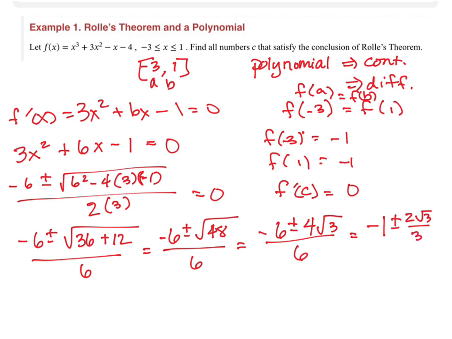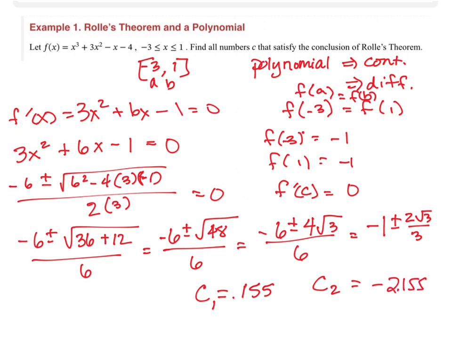Okay, I'm about done. This is all I can do by hand. If you put them in your calculator, you get -1 plus 2 square roots of 3 over 3, which is what? Anybody did the plus option? C1 equals 0.155? And we've got another one at C2, -1 minus 2 square roots of 3 over 3?